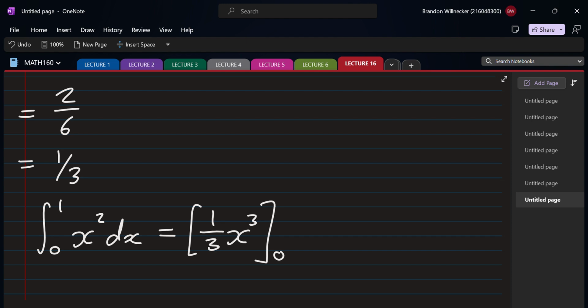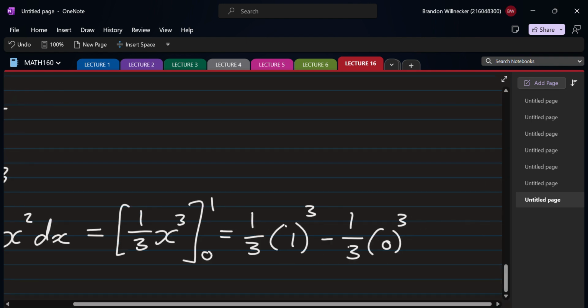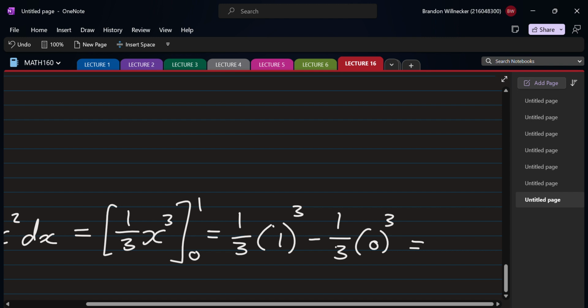Okay, then we have the lower bound we put at the bottom, and the upper bound we put at the top. This is just notation for the work, right? It's not so important for the calculation, but it allows us to see what we're doing. Now what we can do is what we had before, the capital F at the top one minus the capital F at the bottom one. Inside the square brackets there, that's our capital F. So it's going to be 1 over 3 times 1 cubed minus 1 over 3 times 0 cubed.